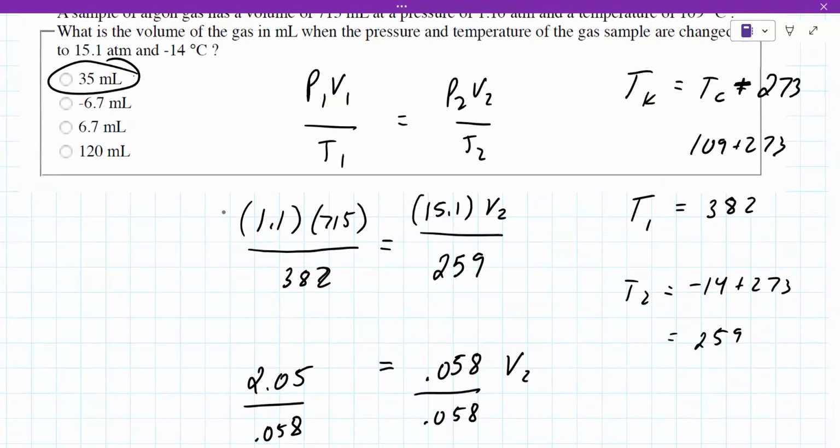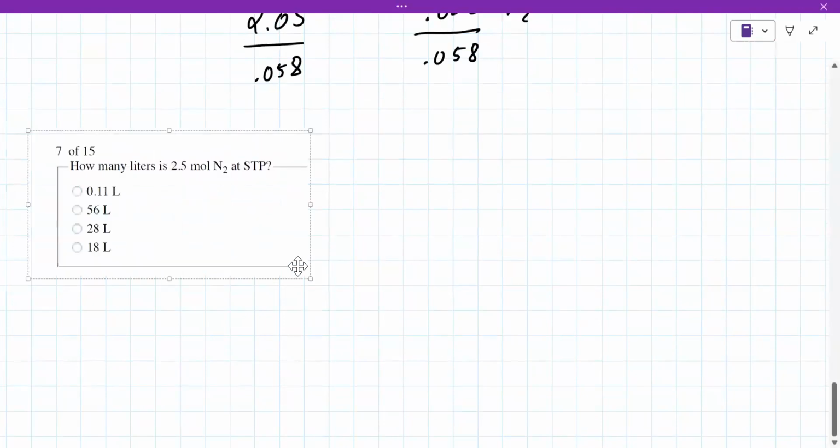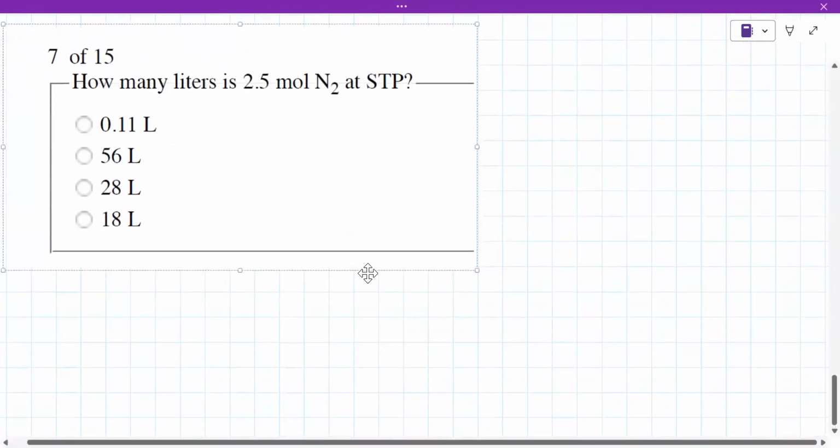Okay, so we can move on to the next one here, next numerical one. I just looked it up. 1 mole of any substance is 6.02 times 10 to the 23rd. That's if you're going to molecules.